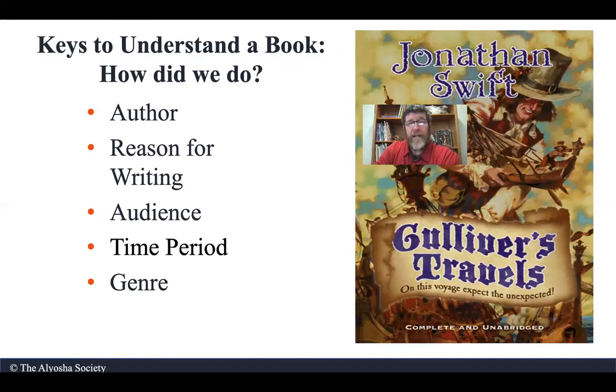We're again looking at the historical biographical approach as opposed to critical theory, which says, I'm just going to get whatever I want out of a book. We're going to roll up our sleeves and do the work when we read books to learn about the author, the reason for writing, the audience, the historical time period, and the genre. Now, we've done a sampling of those things. Are you guys ready to go?